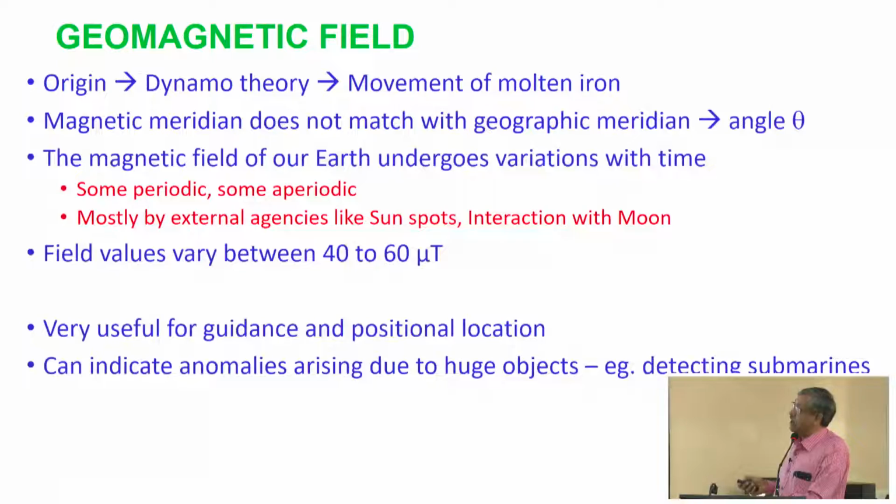Okay. So, this is the variation, if you see that, and the field varies between 40 to 60 microtesla for the Earth's magnetic field. And as I mentioned, the magnetic meridian nowhere matches with your geographic meridian, etc. And it's mainly useful for guidance and for positional location, and can also give anomalies indicating huge objects. When I say huge objects, the submarine variation.